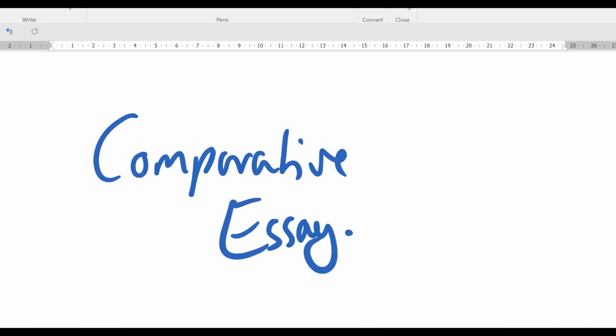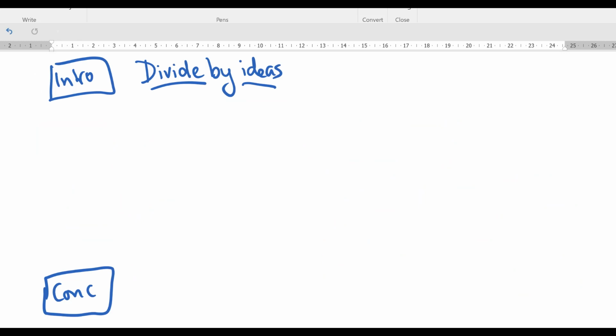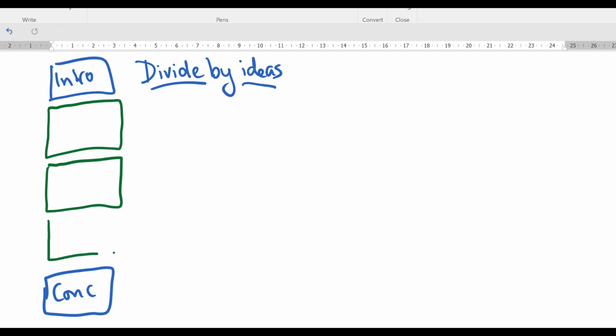All right, the next one I'm going to talk about is one I'm going to call divide by ideas. I've heard it called a few other things, but I think the key thing that's different from the block model is that the block model divides it up by texts and then adds a comparative paragraph. The divide by ideas model actually has 3 ideas, and each paragraph discusses a different idea. And this one is actually really similar to a normal text response essay, which generally has 3 key ideas that are explored through the body paragraphs. So it will be the most familiar to you in a way.